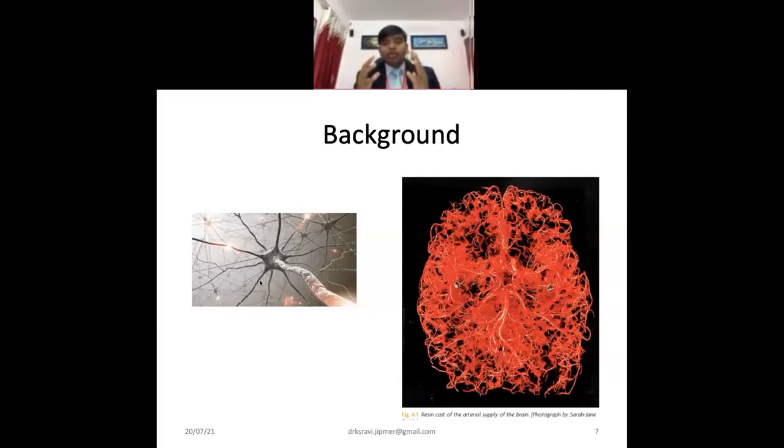Now, the brain constitutes only 2% of the total body weight, but it receives approximately 15 to 20% of the total cardiac output, as I said previously, and it consumes approximately 20% of the total oxygen used by our body. So any event compromising the blood supply to the brain can lead to transient or permanent damage to the neurons, which in turn will lead to various functional deficits and even to the death of the individual. So we will see how this organ is supplied by the various blood vessels.